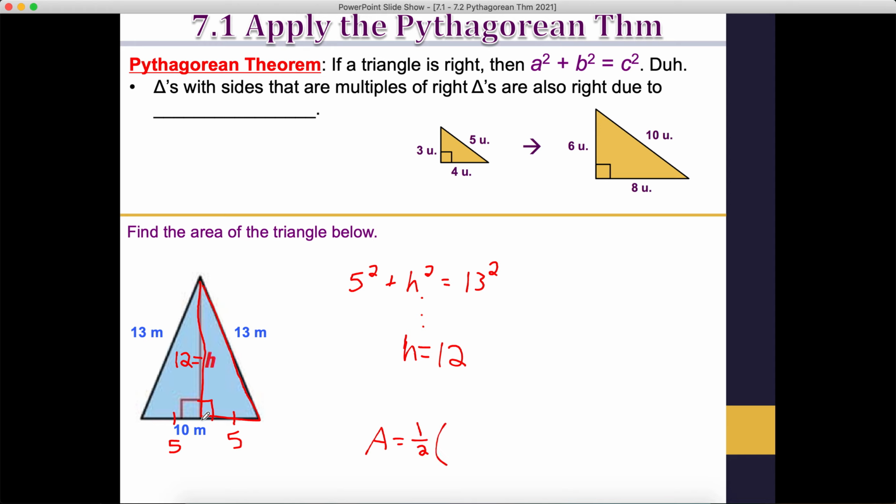Even though we used 5 for our Pythagorean theorem, the base is still 10. So 1/2 base times height is 1/2 times 10 times 12, which is 1/2 of 120, which is 60. Since the units were the same, I haven't included them this whole time, but now it's worth noting that I had 10 meters times 12 meters. Meters times meters is meters squared.